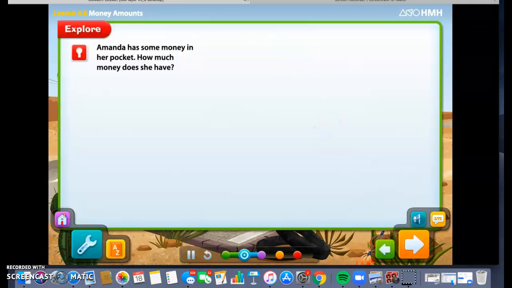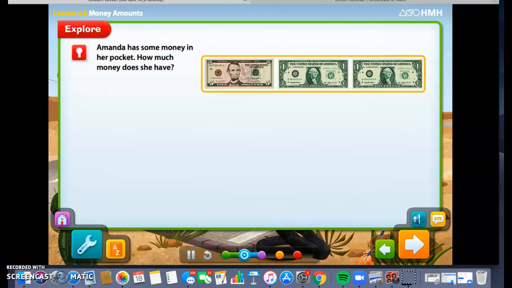Amanda has some money in her pocket. How much money does she have? Let's unlock the problem. Amanda has these bills. The number on each bill tells you the value of the bill. To find the value of the bills, start with the bill that has the greatest value. Which bill is that? The $5 one, right? The bill with 5 on it is worth $5. This has the greatest value.